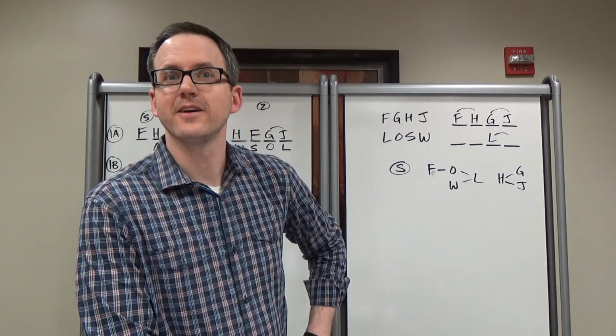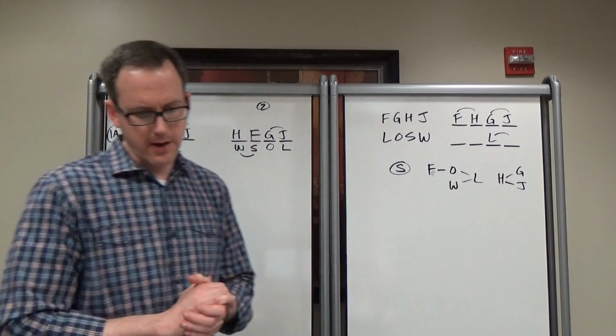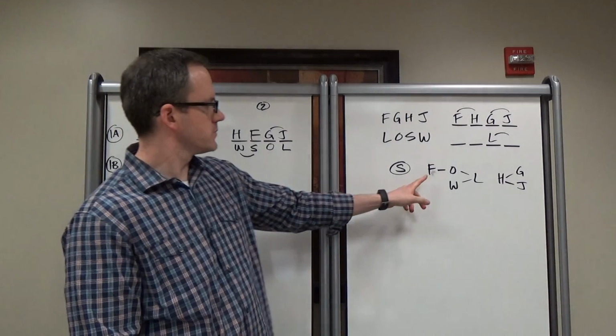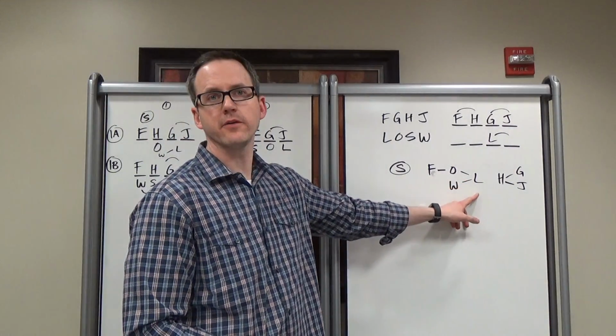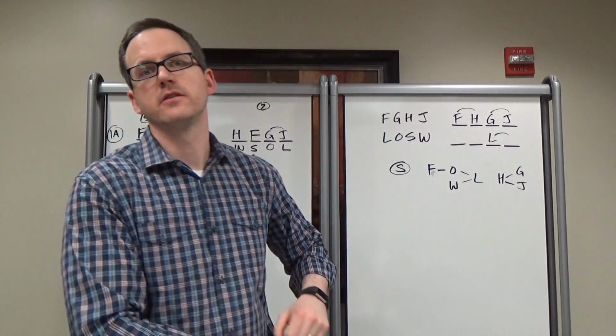Nine. Which one of the following cannot be true? Okay, just cannot be true. Could F give L? Notice right here, F comes before O now. So there's no way that F could ever be aligned with L. So that's the answer.